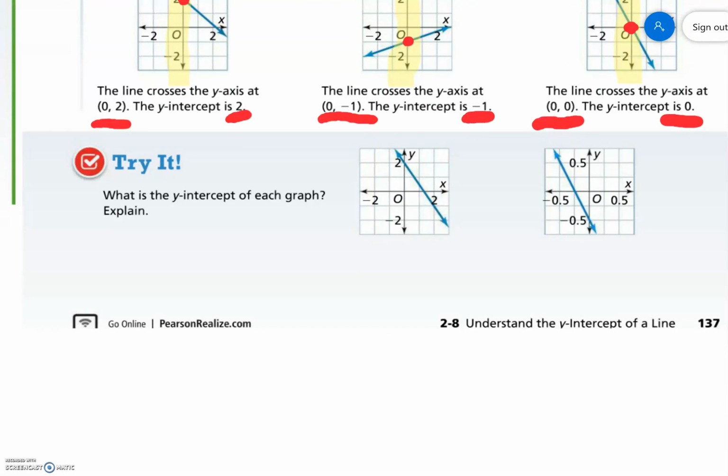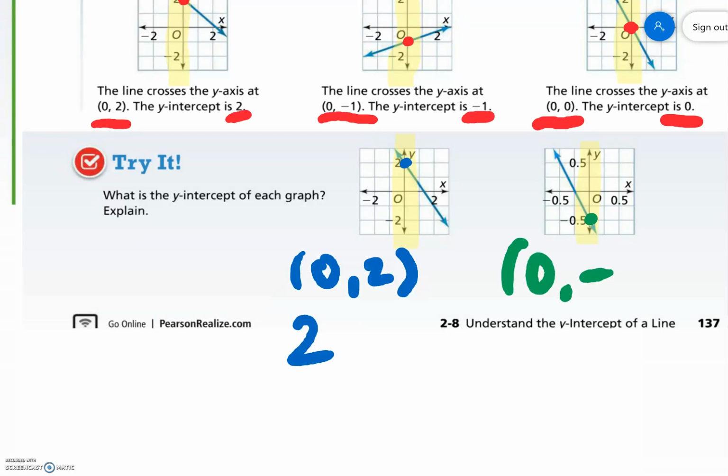Try it on your own. Pause the video, and we will press play to go over it. What is the y-intercept of each graph? So again, we're looking at the y-axis. This one, the y-intercept is at 0, 2. So the y-intercept is 2. The next one crosses the y-axis below, at 0, negative 0.5, meaning our y-intercept is negative 0.5.